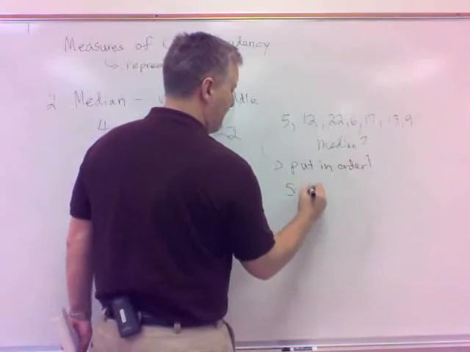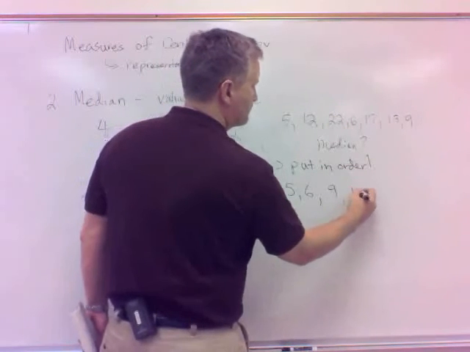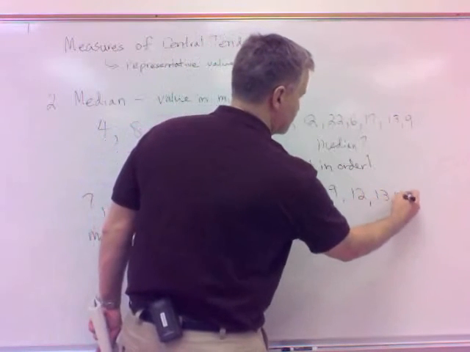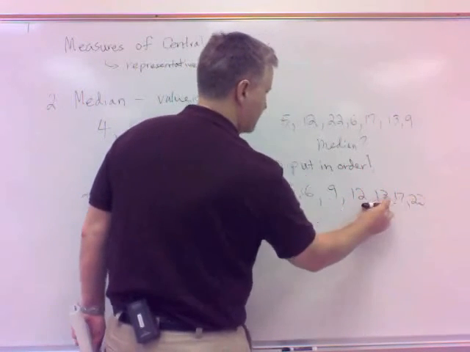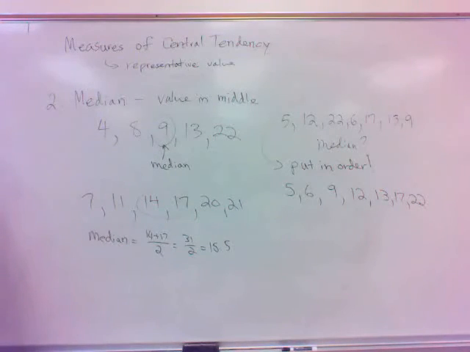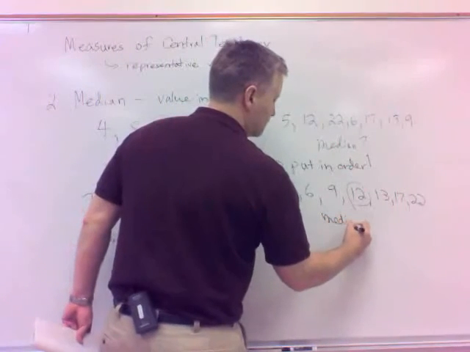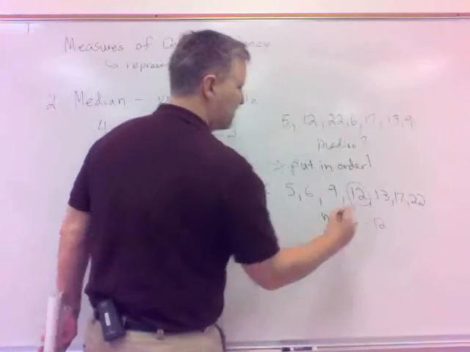All right, so what do we got? 5, 6, 9, 12, 13, 17, 22. Did I do those right? 1, 2. I think you got them all. So what's the median? 12. Okay? So yeah, putting them in order, best way to go.